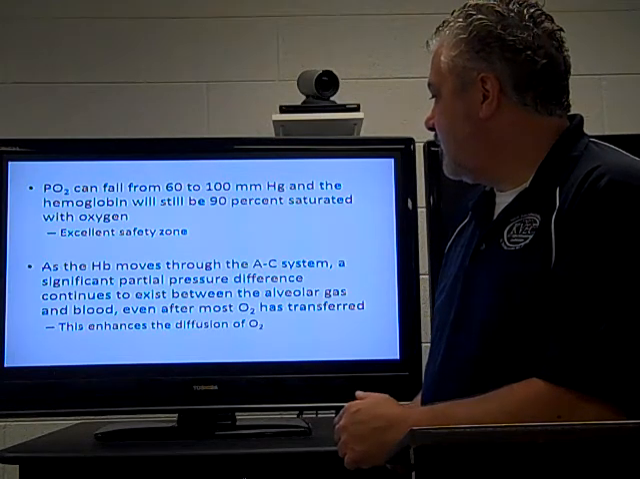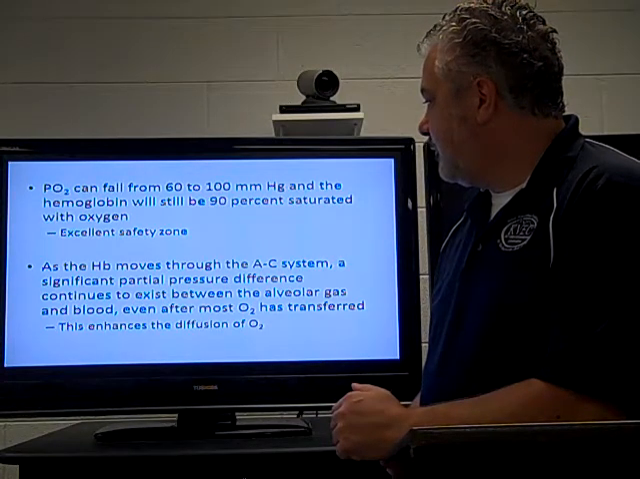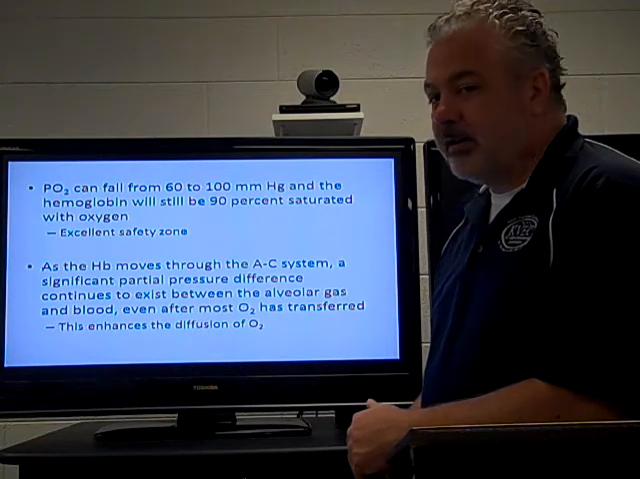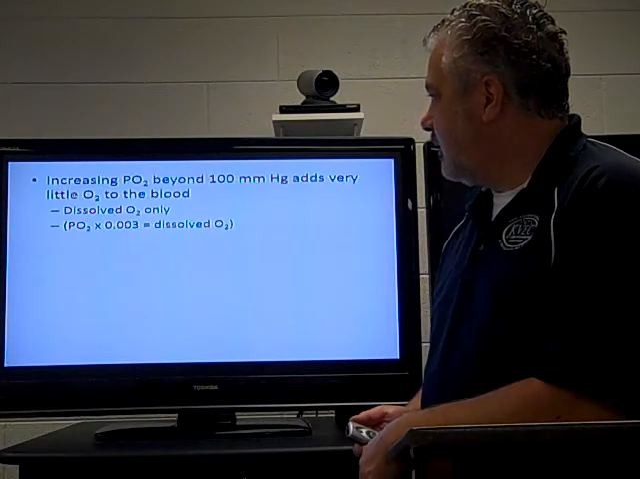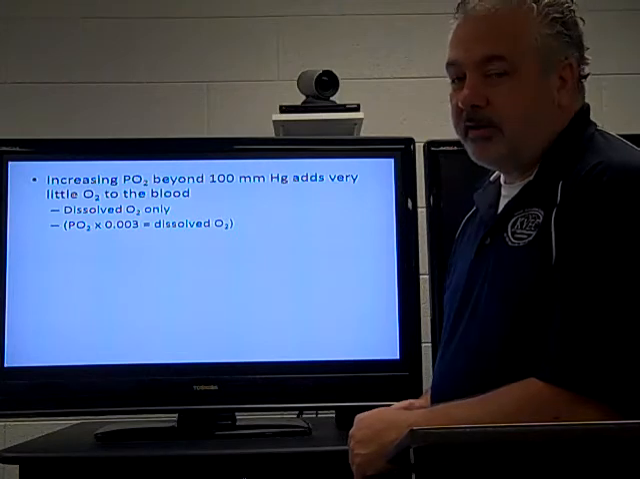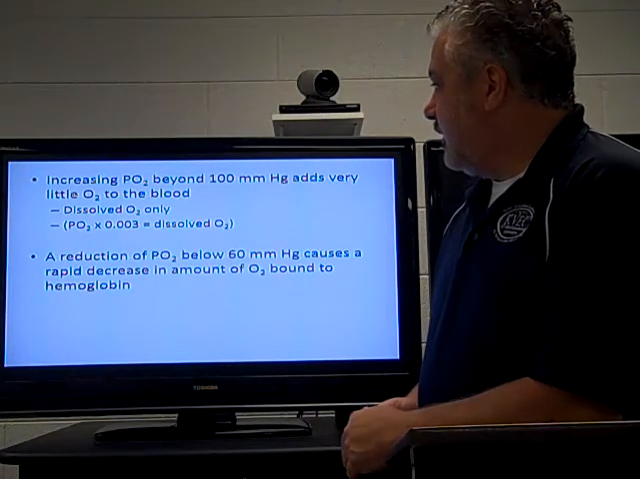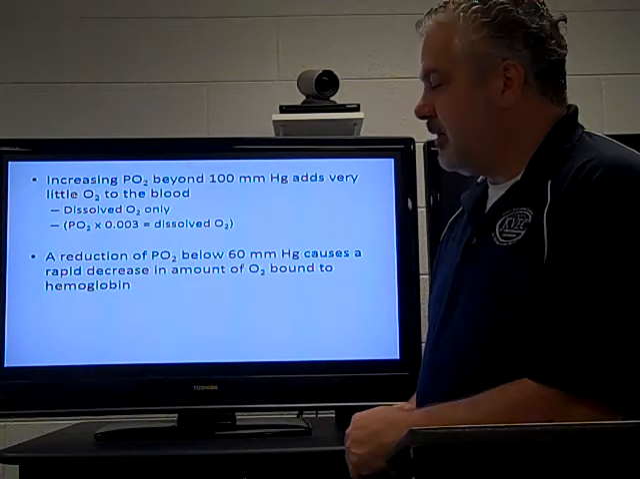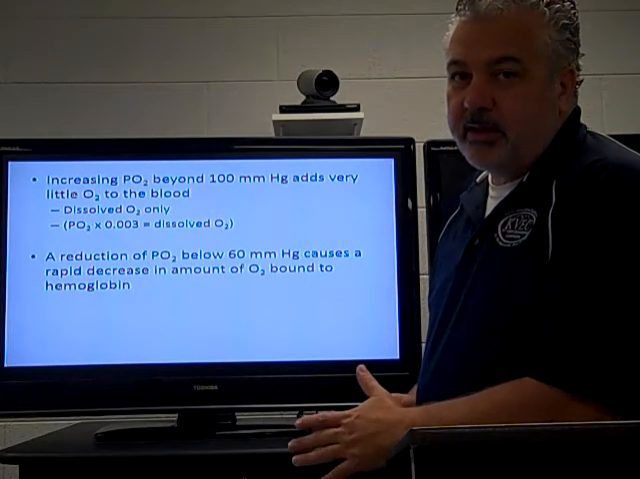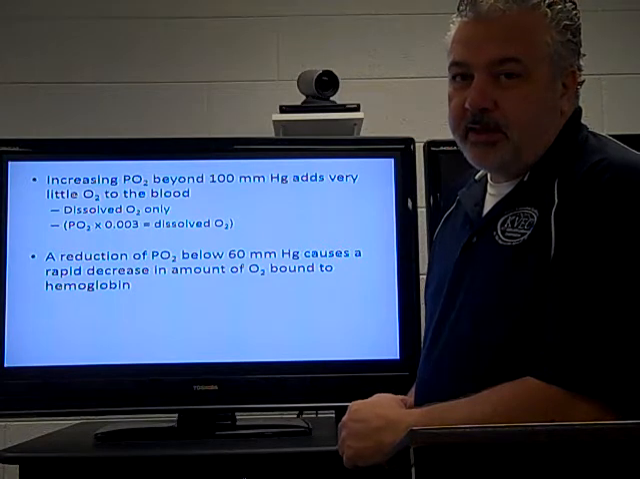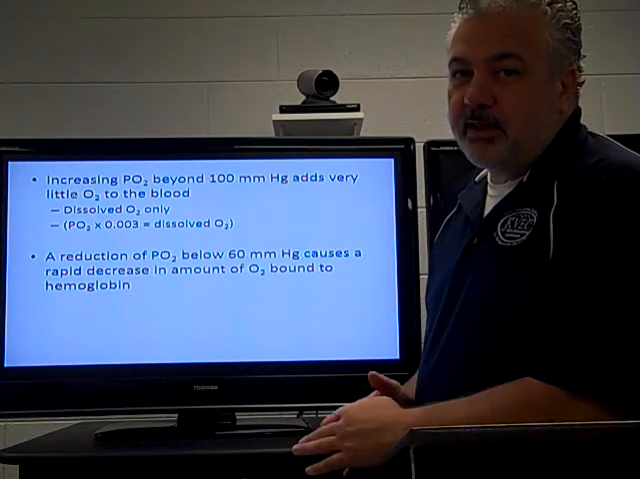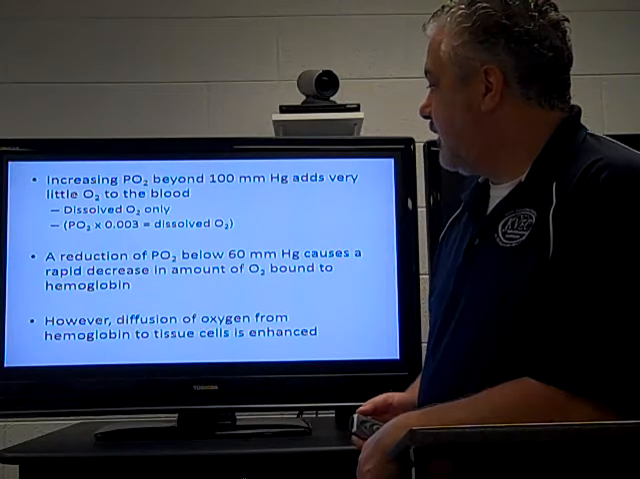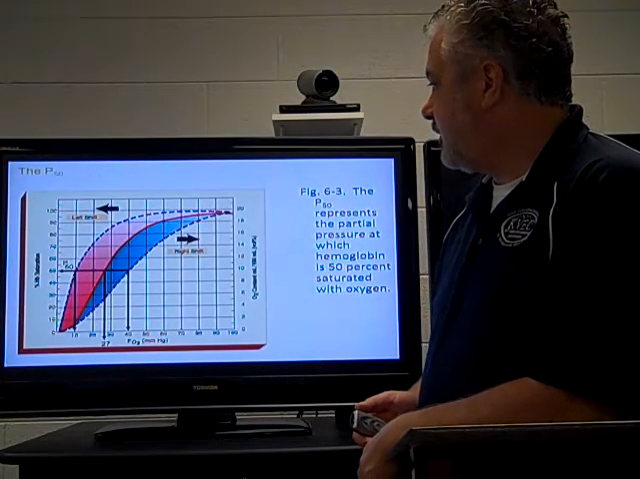Hemoglobin moves through the alveolar capillary system and is oxygenated, and diffusion occurs, and you can read about that. An increase in PO2 above 100 adds very little as far as oxygenation goes. A reduction in PO2 to less than 60 causes a rapid decrease in the amount of oxygen bound to hemoglobin. When you look at the oxyhemoglobin curve, the steep portion of the curve represents lots and lots of loading of oxygen, and when it flattens out, the hemoglobin is basically saturated with oxygen. That's what that's talking about.